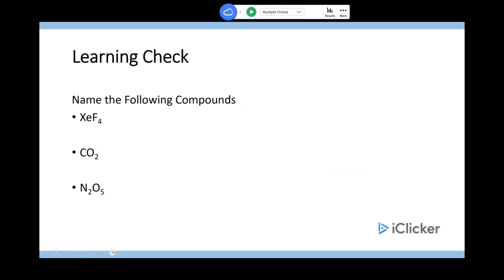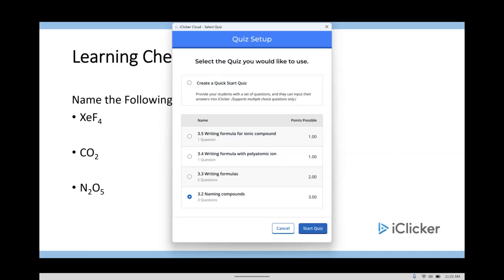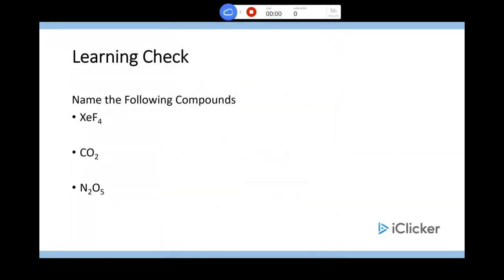Okay, let's practice this and name these compounds. So this is a clicker question. Well, this is one that's not multiple choice. You type in the name of the compound. So we'll spend a few minutes working on this.